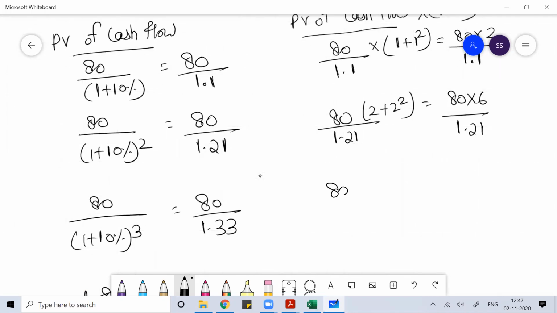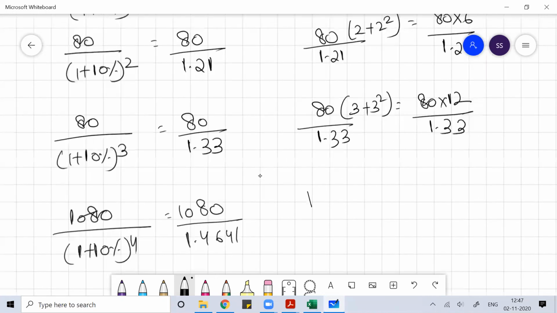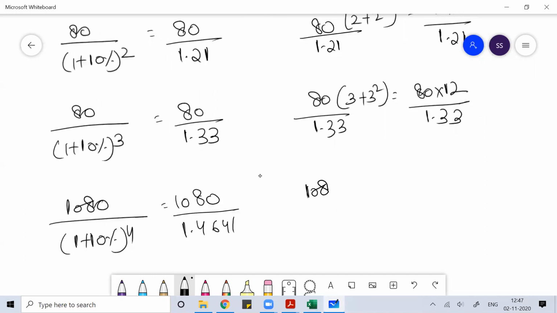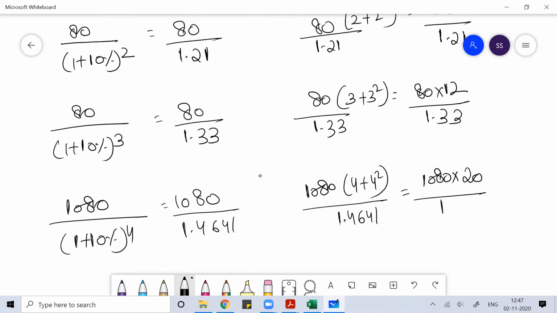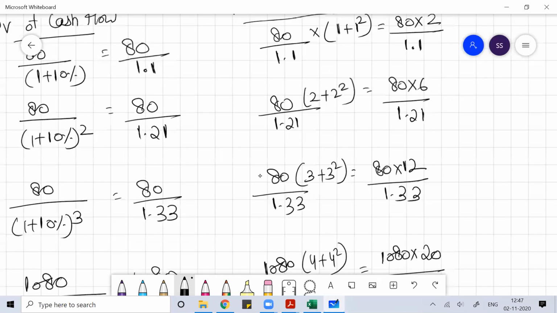Then 80 divided by 1.331 into 3 plus 3 squared, which is 9 plus 3, 12. Then 1080 into 4 plus 4 squared divided by 1.4641, that is 1080 into 16 plus 4, 20, divided by 1.4641.